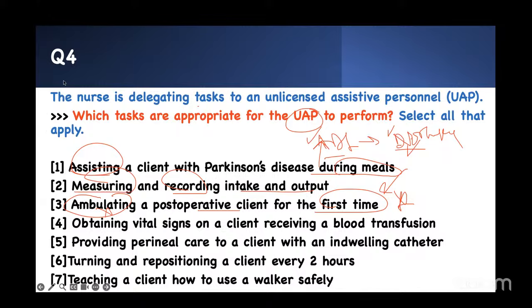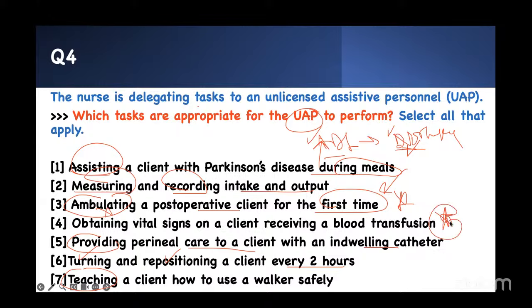As you can see, I told you what? No thinking. Why would you have to teach a patient about anything? You have to be able to think and do that, right? Turning and repositioning does not require anything like that. And providing perineal care does not require anything. You're just providing care.